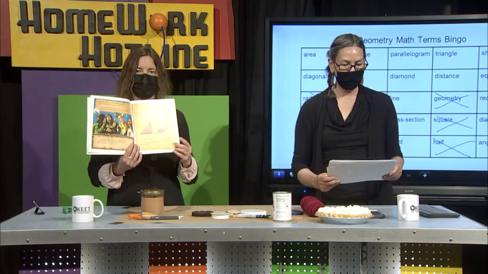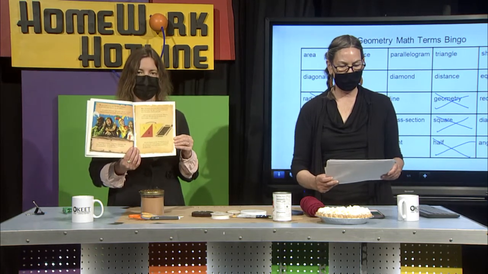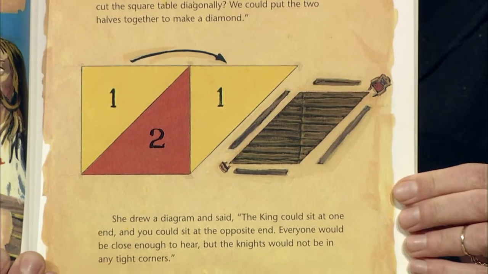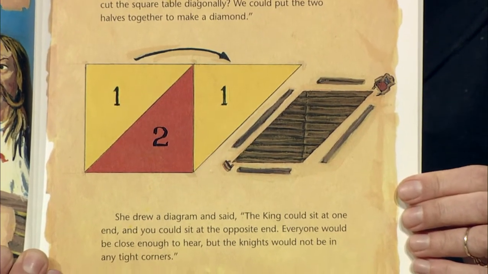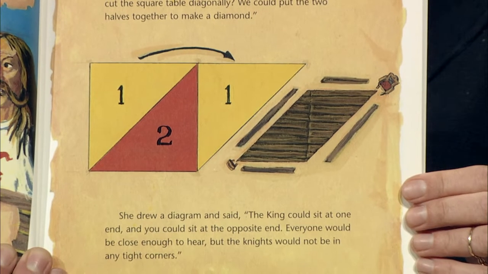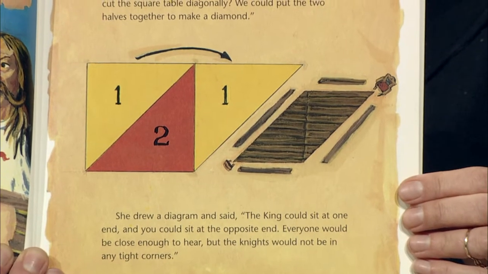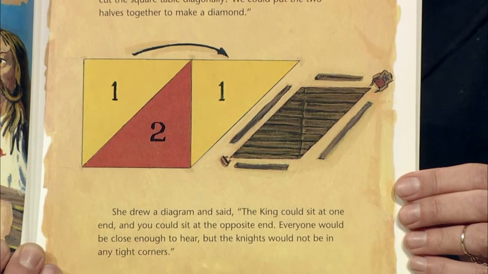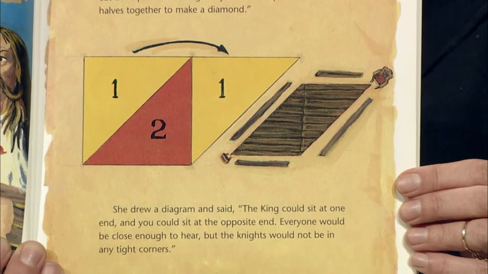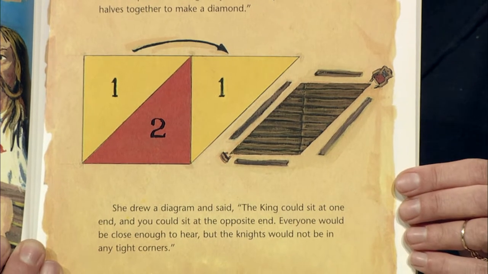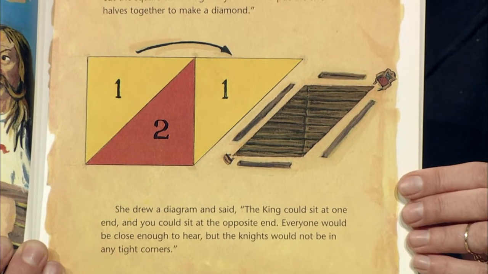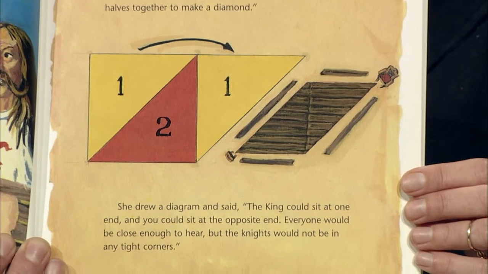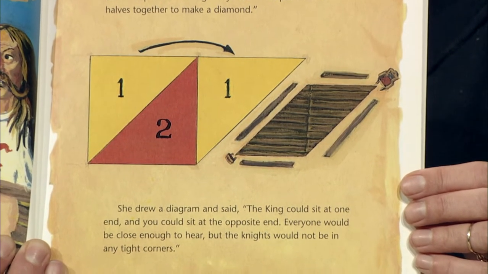After the meeting, King Arthur told Sir Comfrance a new table was needed. That night, Sir Comfrance told Lady Di about the problems with the square table. Lady Di thought a moment and then said, "What if we cut the square table diagonally? We could put the two halves together to make a diamond." She drew a diagram and said, "The king could sit at one end, and you could sit at the opposite end. Everyone would be close enough to hear, but the knights would not be in any tight corners."